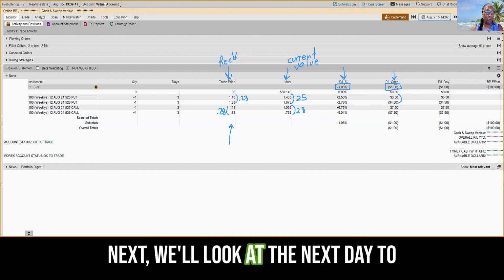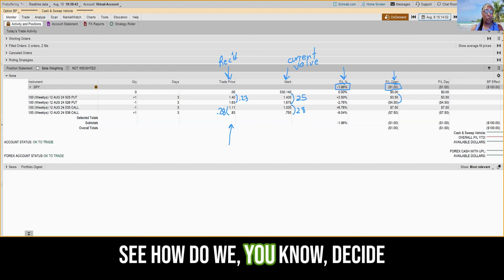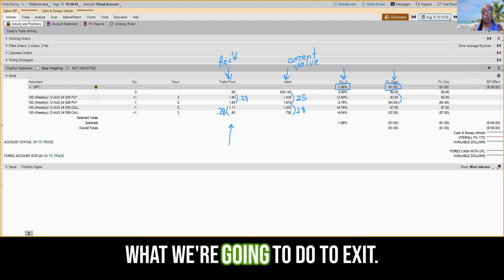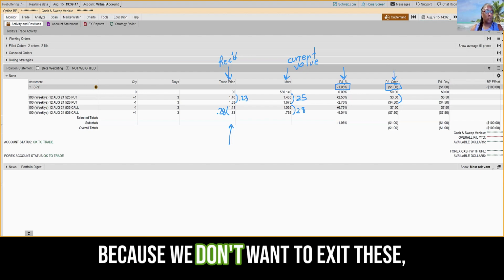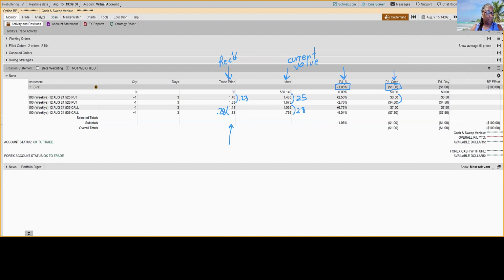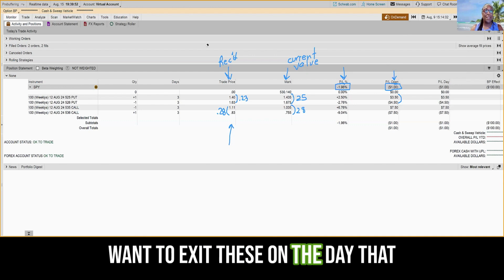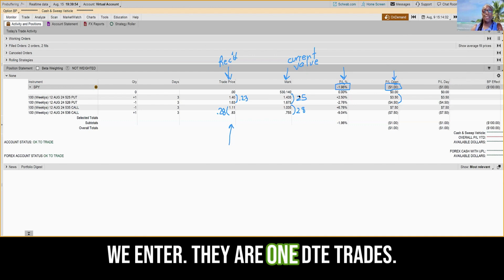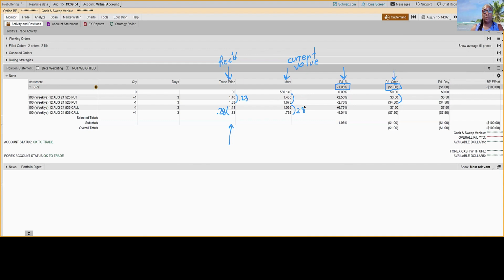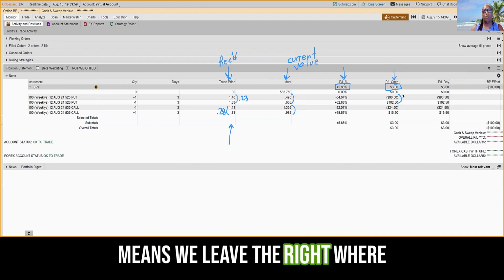And then we'll look at the next day to see how we decide what we're going to do to exit, because we don't want to exit these on the day that we enter. They are 1 DTE trades, which means we leave them right where they are.